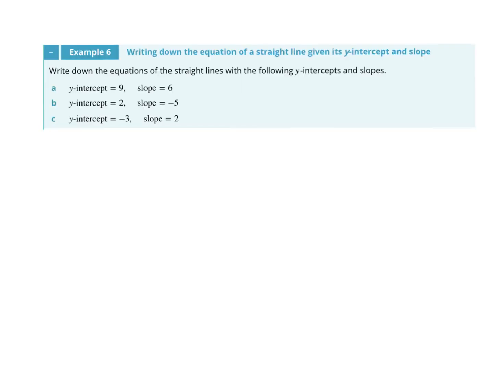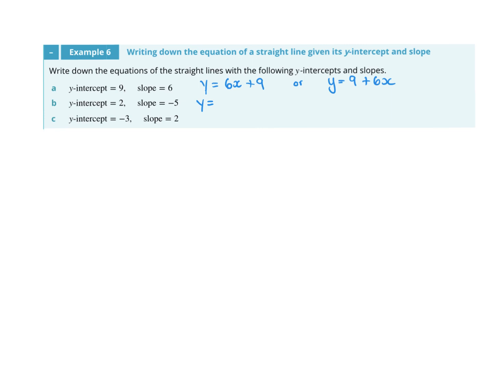Okay, so here it says writing down the equation of a straight line given its y-intercept and slope. So we just have to write them out. The equation's always y equals. Your slope value needs to go with the x, and the y-intercept is the number by itself. Now you could write it like that. It doesn't matter if you wrote the intercept first, like that, it means the same thing. So whichever way you want to write it.